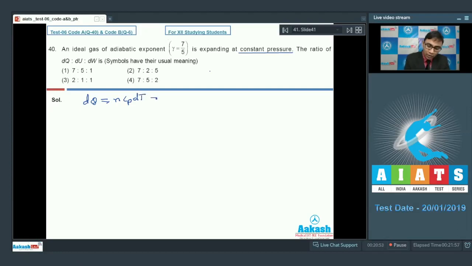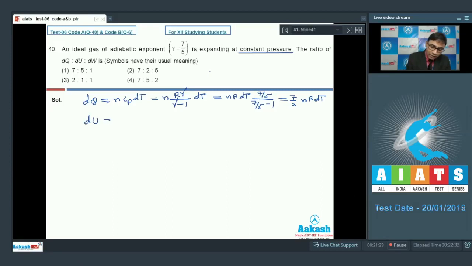And what is the value of Cp? We know that Cp will be equal to R into gamma upon gamma minus 1. Gamma is 7/5. So we can write nR dT into 7/5 divided by 7/5 minus 1. This is our dQ. By solving this, we will get 7/2 nR dT. This is our dQ.